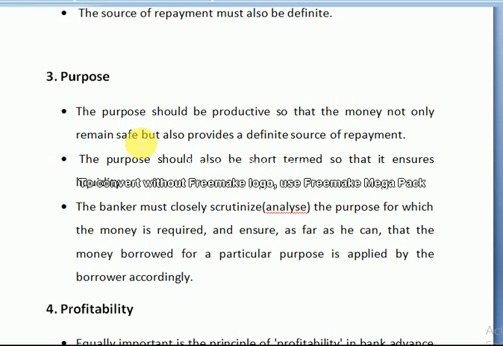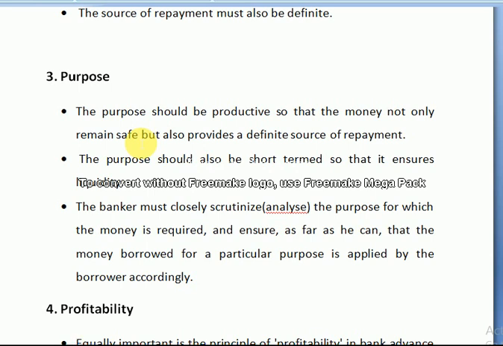Look, if the loan is taken by a business and those businesses use the money for non-productive purposes, or simply if an individual takes a loan and does not use the loan amount for a productive purpose, this is very difficult. The loan amounts become endangered. So the purpose should also be well known and it should be short term. Due to that, the liquidity of the loan will be ensured.